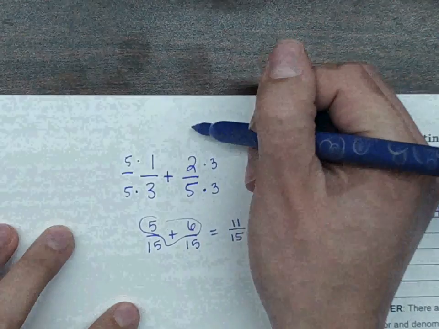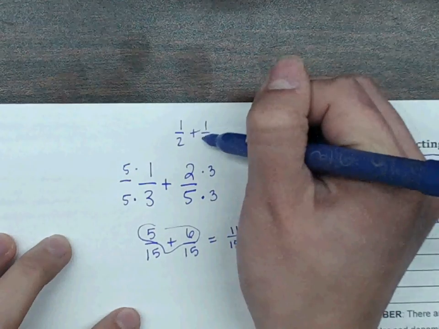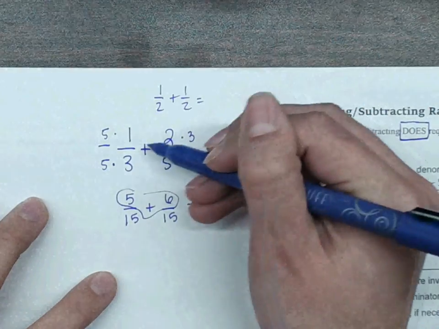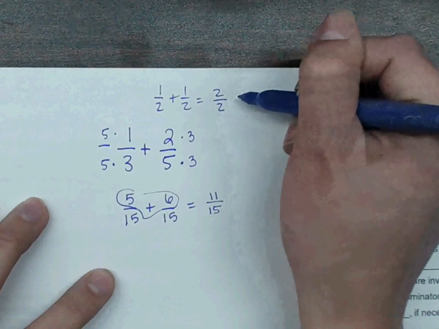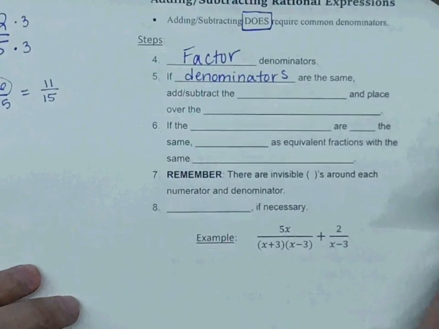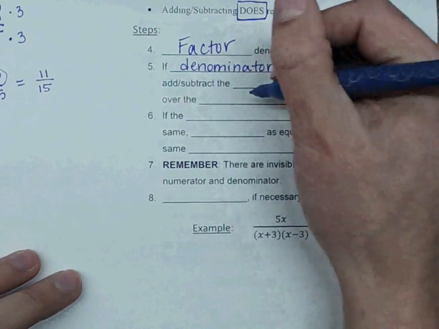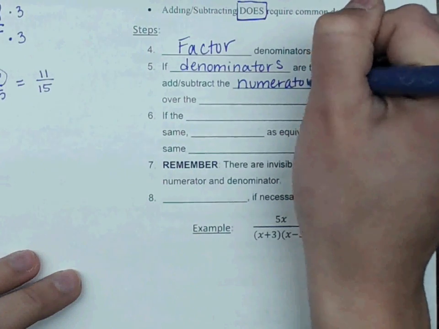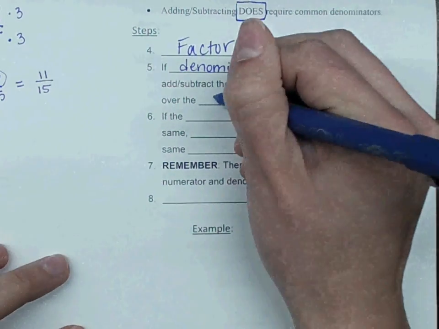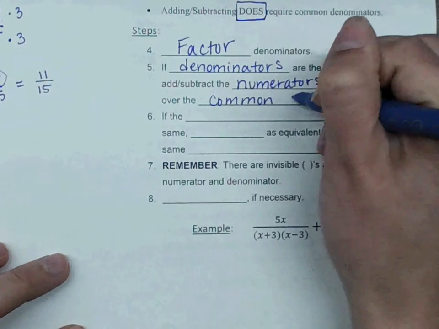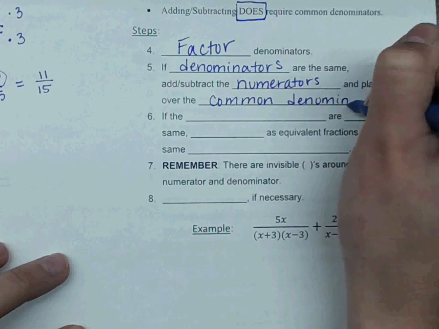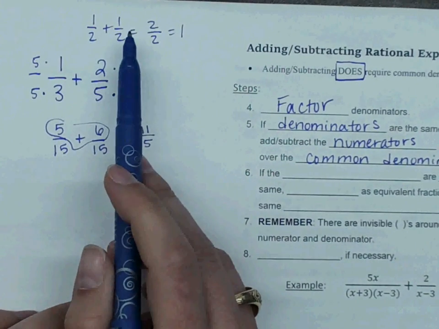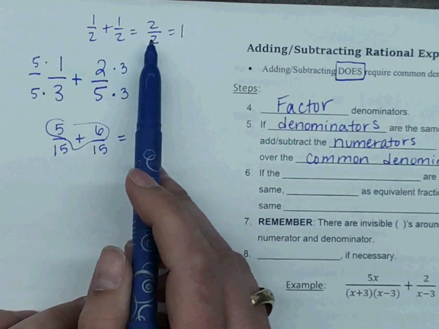If I gave you a fraction that said 1/2 plus 1/2, well, my denominators are already the same. I don't have to go through all of this extra step. So it would just be 2/2, right? Or 1. So if your denominators are already the same, then you can just go ahead and add or subtract the numerators and place them over that common denominator, which in our little example on the left was the 2, right? We added our numerators and we put them over our common denominator of 2.